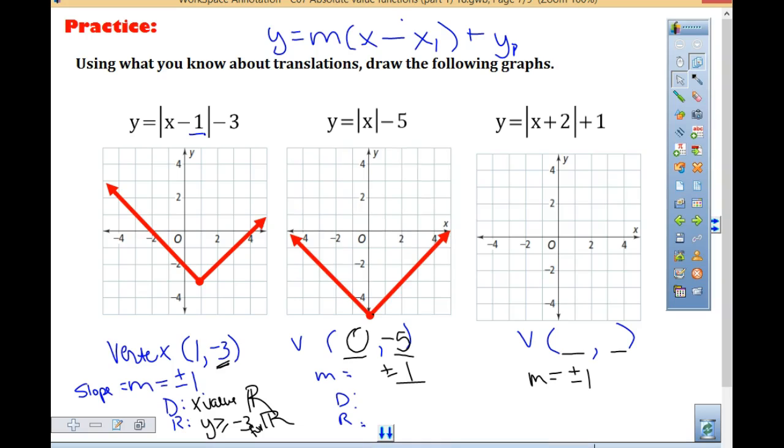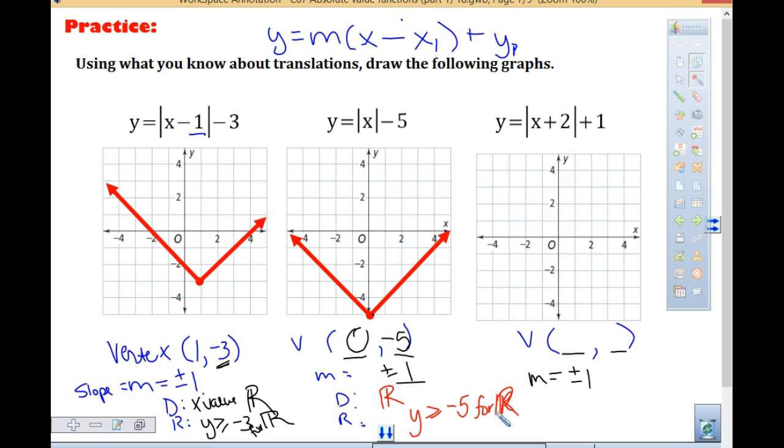That second one. 0, -5. Slope of positive and -1. Domain should be all real numbers, right? Our domain is going to be all real numbers. What about my range this time? This time it's going to be all values where y is greater or equal to -5 for the real numbers. So we use that kind of double R.